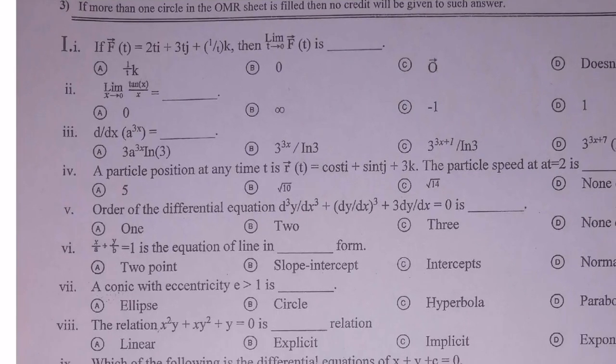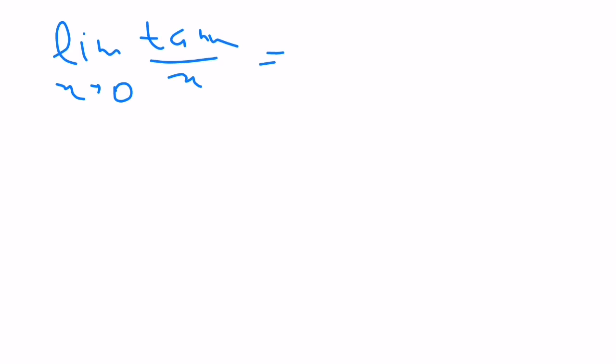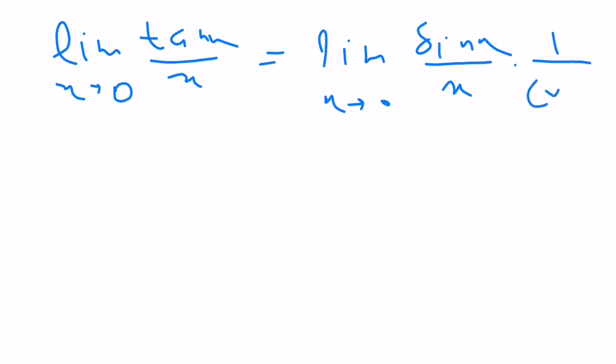Limit x tends to 0, tangent x by x is equal to what? We know that this expression can be written as limit x tends to 0, sin x divided by x into 1 over cos x.